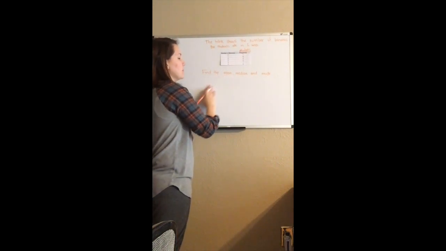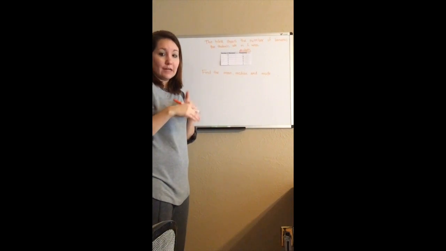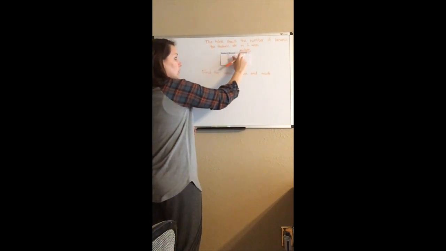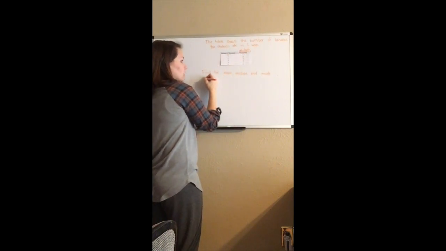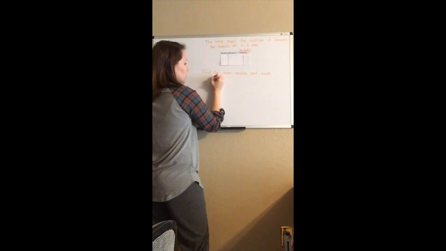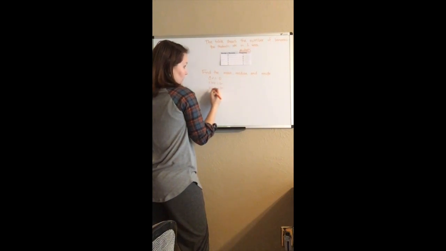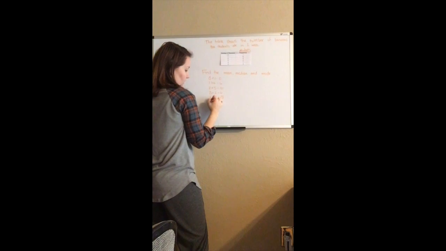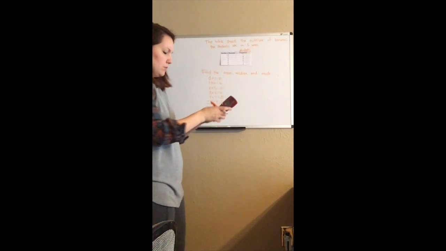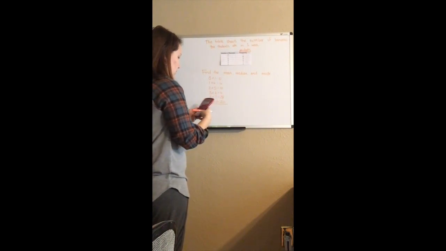What I'm going to do first is find the mean, the average. This is a lot like that second example that we did, where we had to multiply before we could add and divide. Because this is saying one student ate 0, 6 students ate 1. So instead of saying 0 plus 1 plus 1 plus 1 plus 1 plus 1 plus 1, we're going to multiply. So we have 0 times 1, 1 times 6, 2 times 5, 3 times 2, 4 times 7, and 5 times 4. Then I add all of those up: 0 plus 6 plus 10 plus 6 plus 28 plus 20 gives me 70.